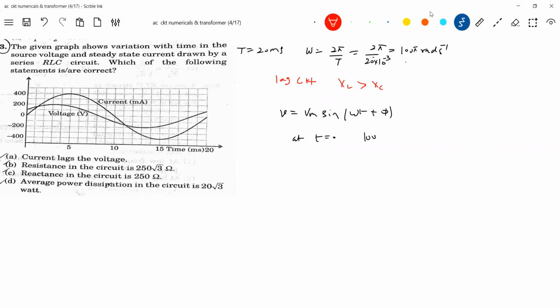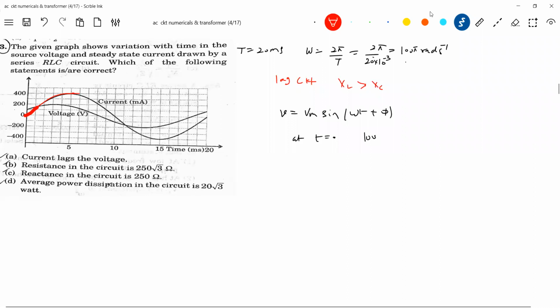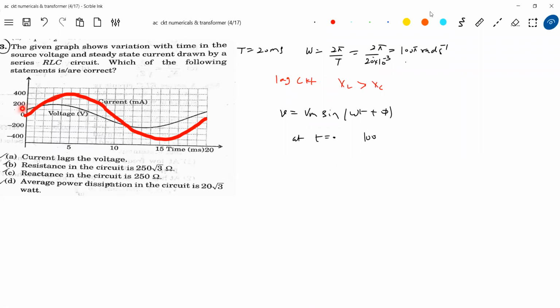I think some of you are asking, sir, which is the current one. I'll draw it. This is the current. Okay, let's write for voltage. So at t equals 0, what is the value of voltage? It should be 100. So it is touching here. This should be the 100.